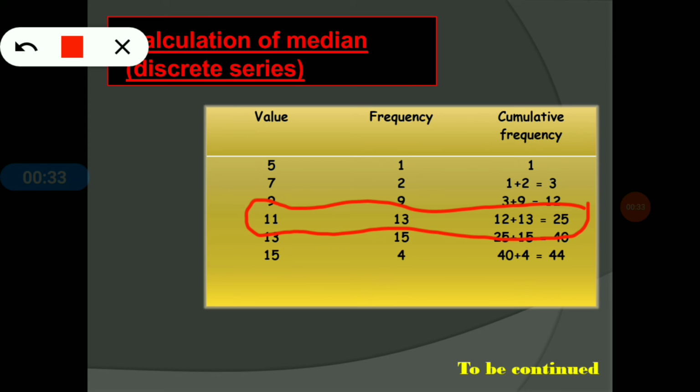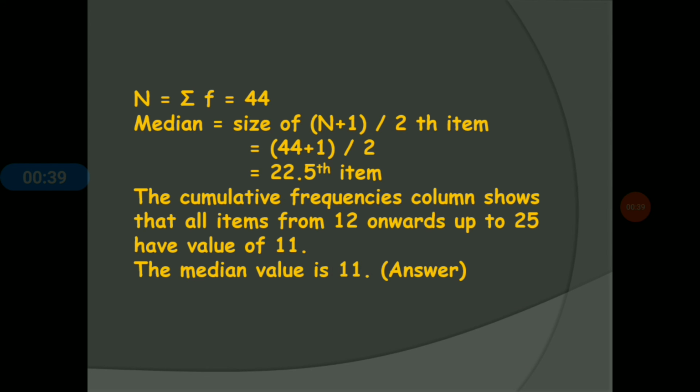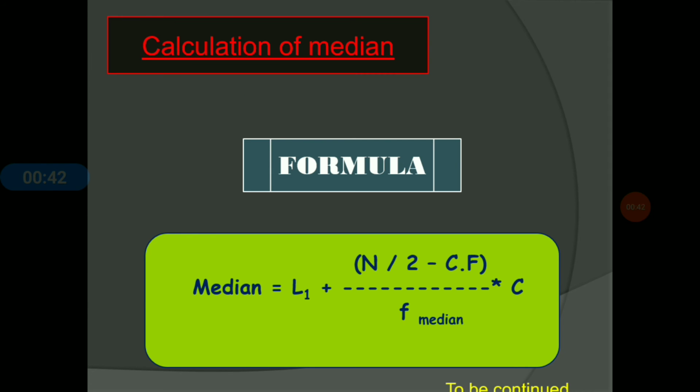So, what is the value of median? So, median is 11. Clear. Now going to the next slide. Here we can see another calculation process of median, which is used basically in continuous series.